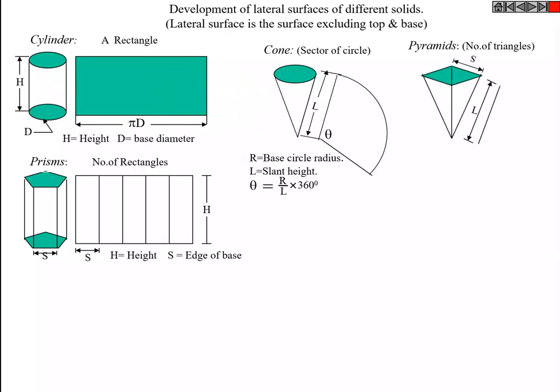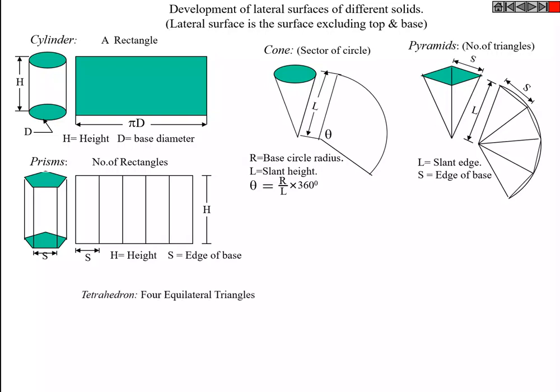If it is a pyramid, then you are supposed to find the length of the slant edge, that is L, and the given side you mark on the arc which you draw for the given length L. L is the slant edge, and S is the edge of the base. Like this, you will be able to develop the pyramid.